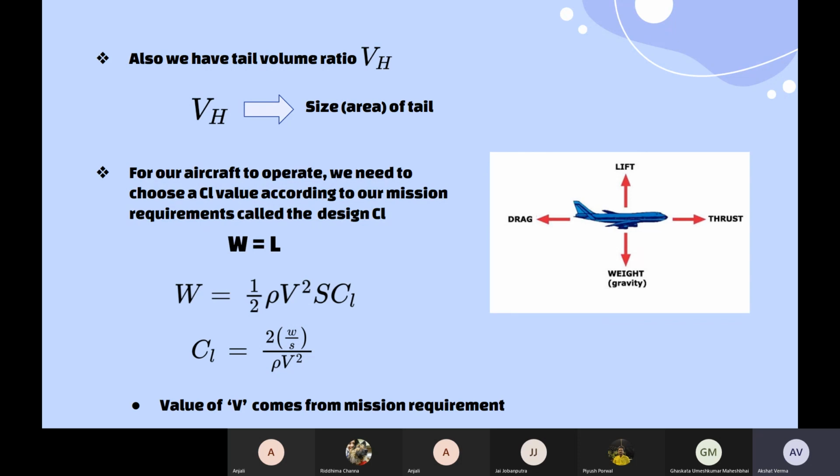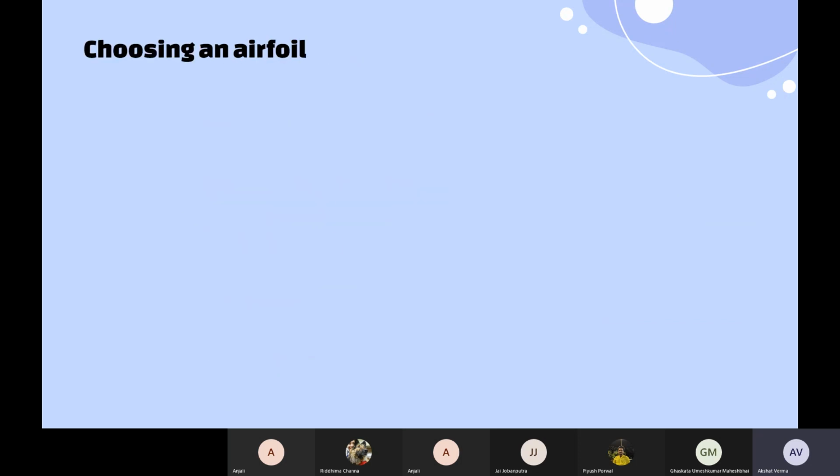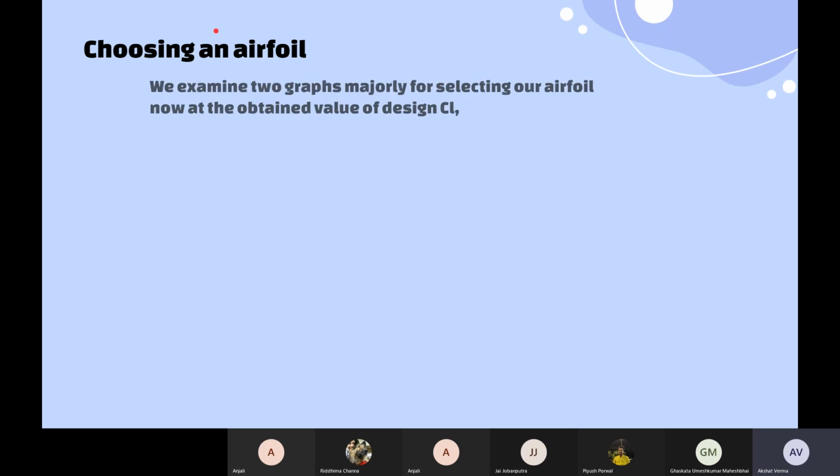So why do we get this design CL? How are we going to get help from this design CL? This helps us in choosing the airfoil for our aircraft. While choosing the airfoil, we mainly need to examine two graphs for selecting our airfoil. And where will we examine those graphs? We will examine those graphs only at the design CL location. And that is the significance of design CL.